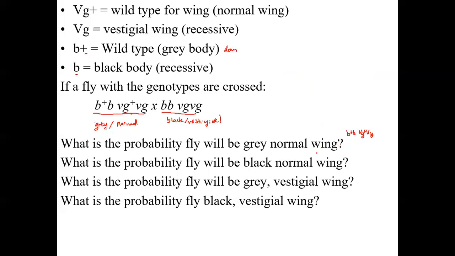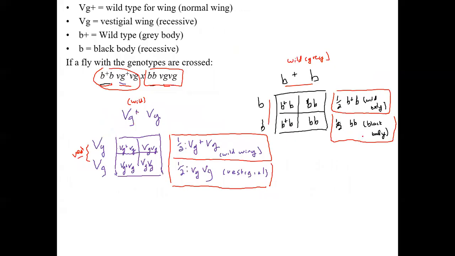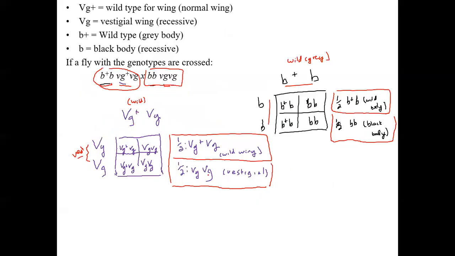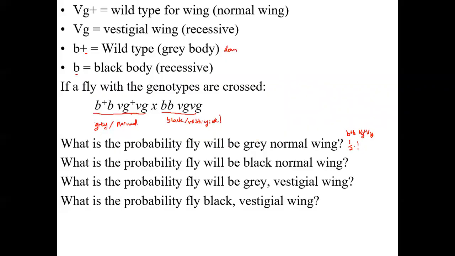So what's the probability of being gray with normal wing? Well, then I just look at these ratios I figured out. B plus B was 1/2, so it'd be 1/2 times VG plus VG, so that's normal wing, times 1/2. So I got the answer of 1/4. So I have a 1 in 4 chance, or 25% of my population should be that phenotype.